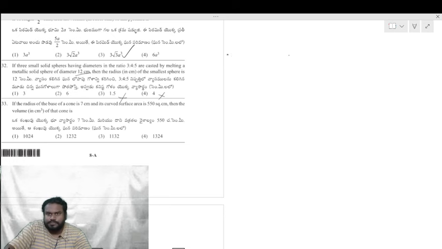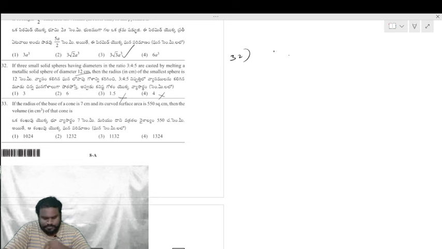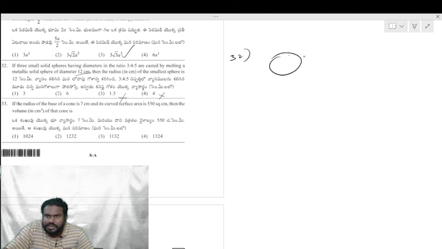Question number 32. If three small solid spheres having diameter in the ratio 3, 4, 5 are cast for melting into a metallic solid sphere of diameter 12. So they have taken one bigger sphere and they just converted it into three smaller.